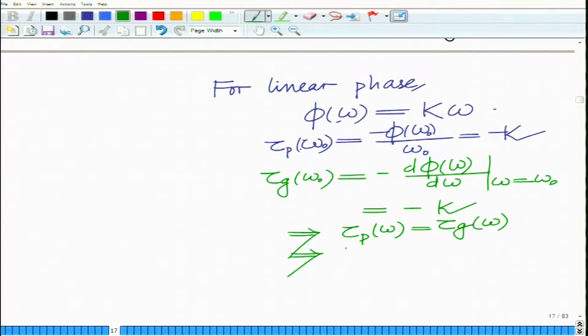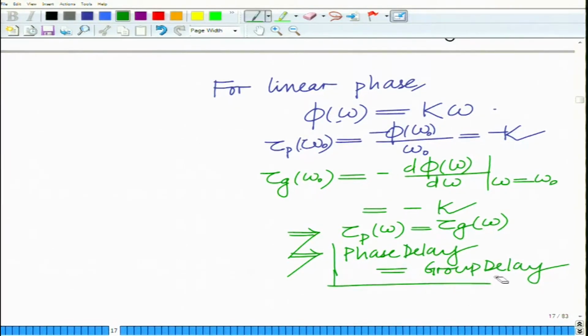This implies that the phase delay equals the group delay. That is for a modulated narrowband message signal. When you pass it through an LTI system, that is, if the LTI system has a linear phase characteristic, then the phase delay is equal to the group delay. All right. Let us do a simple example to understand this better.